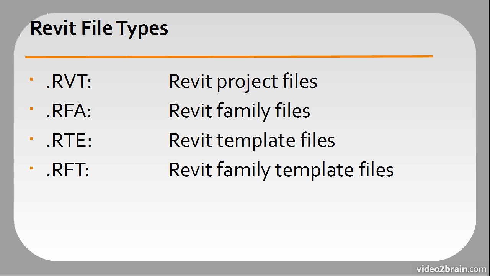role in the model. If we look at the slide, we'll look at the 4 different Revit types that there are. There's RVT, that's a Revit project file. That's the main file you'll be working in most of the time. RFA is what I just mentioned. It's a Revit family file. These files are loaded into the model and interact with other families within the model.